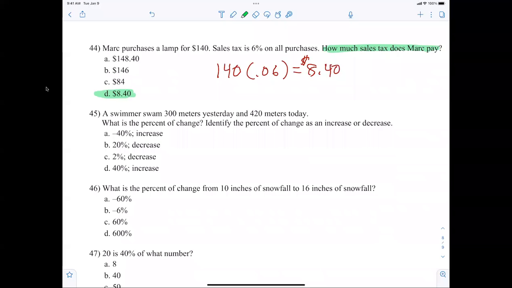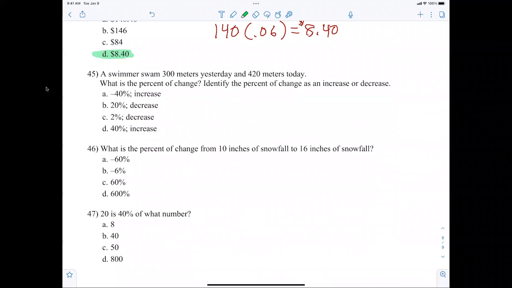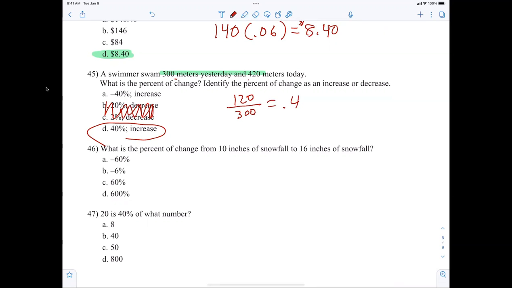All right. A swimmer swam 300 meters yesterday and 420 today. Was it an increase or a decrease? So right off the bat, we can cross out B and C, right? Well, that doesn't make sense. And the answer has to be D, because it can't be negative 40% increase. But still, the change was from 300 to 420, which was what? 120 divided by 300. That's correct. And of course, that would be 0.4, right? Which is 40% increase.